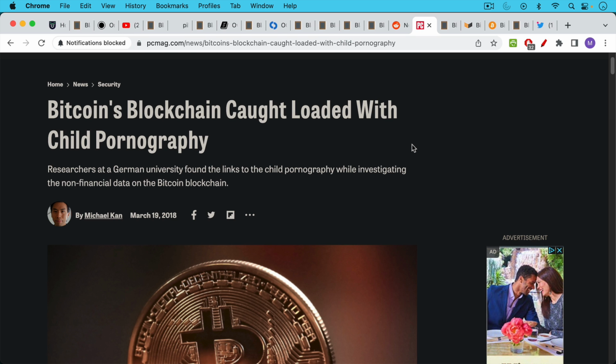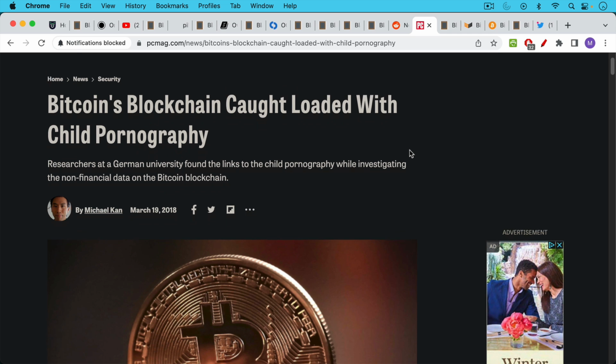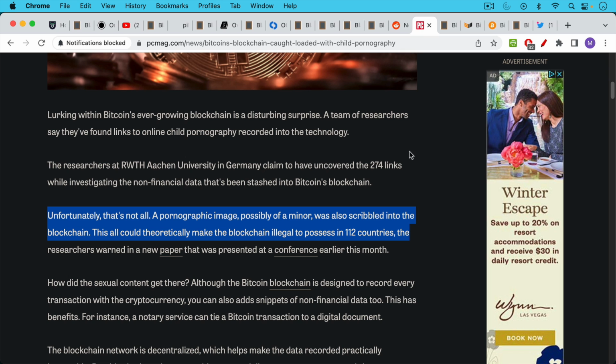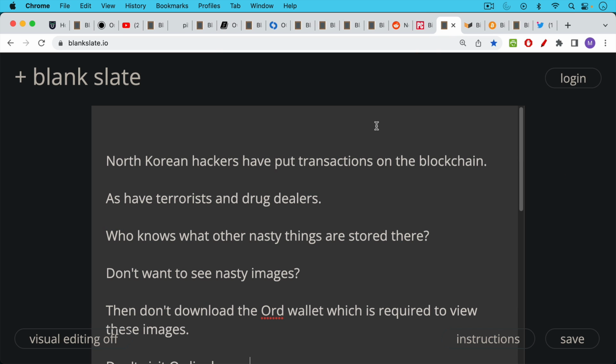Here's an article from 2018 worried about CSAM being on the blockchain, not just links to external websites in the dark web, but actual images, possibly of a minor as well. A minor as in M-I-N-O-R. North Korean hackers have put transactions on the blockchain. Terrorists, drug dealers, lots of nasty people have done transactions using Bitcoin. And who really knows what other nasty things are stored in the Bitcoin blockchain? There are many sneaky ways of storing it there.